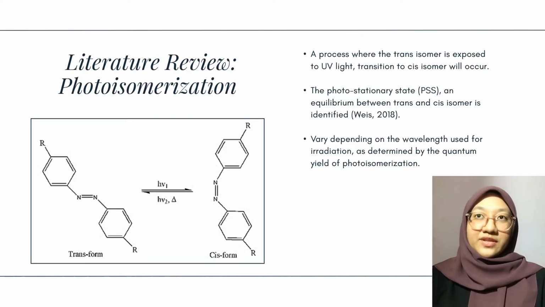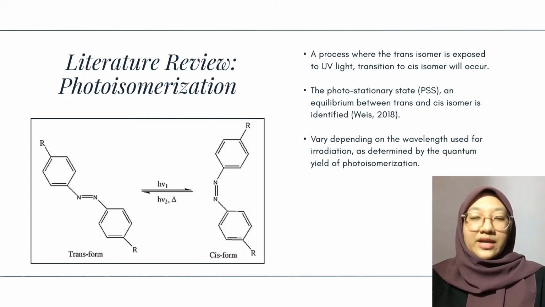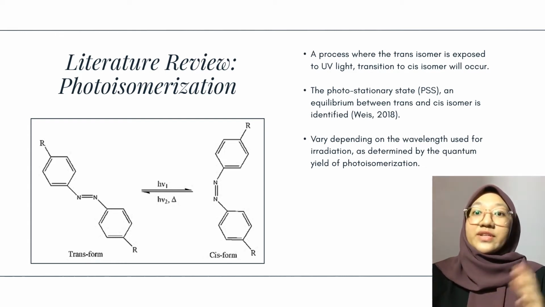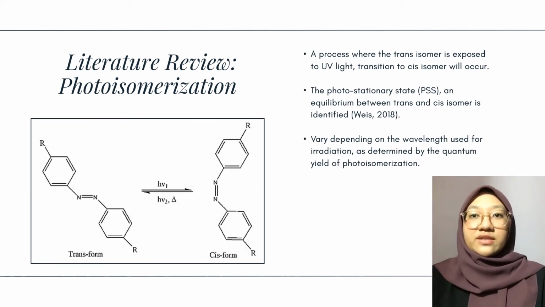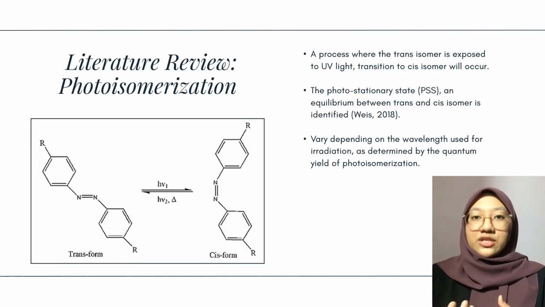Photoisomerization is a process where the trans isomer will be exposed to UV light and it will transition itself to the cis isomer, as shown in the diagram. Meanwhile, a suitable wavelength of light or thermal energy can cause reversible isomerization, where the transition from cis to trans isomer will occur. In addition, in the photostationary state, PSS, an equilibrium between the trans and cis isomer is identified.